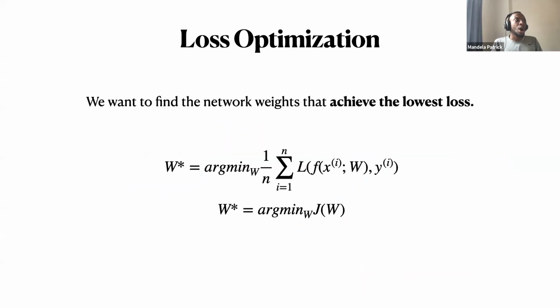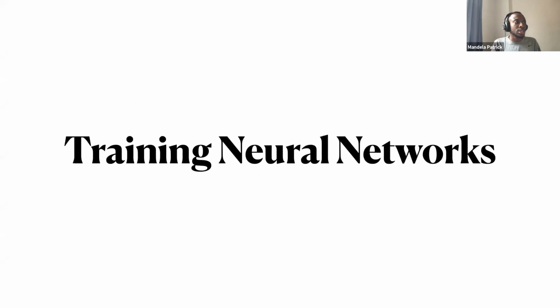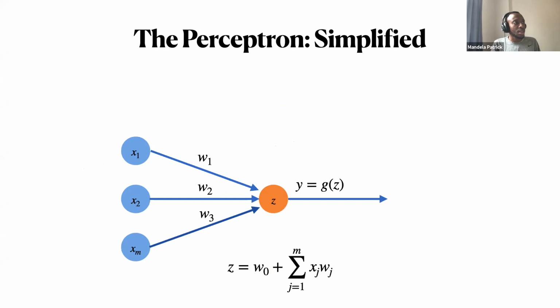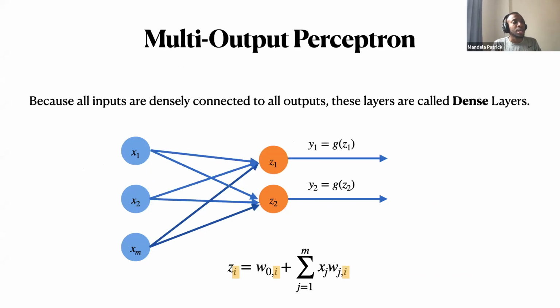So how we train a neural network is that we want to find what we call the network weights that achieve the lowest loss. As we were showing here, each of these connections are what we call weights, and they define how important this feature is for the final output. And then we need to find the optimal set of weights that are able to give us the right output.